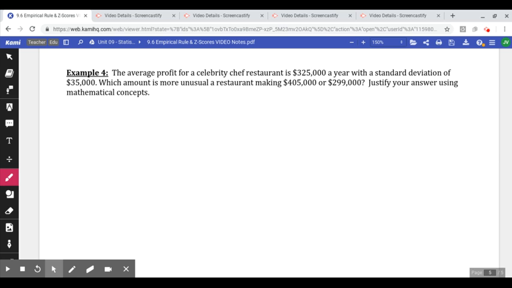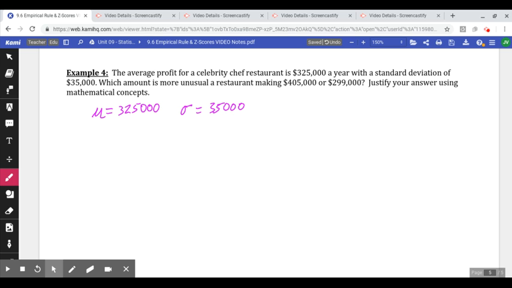When we're talking about which amount or which data piece is more unusual, it's going to be nice to figure out which one is furthest from the mean. To do that, I think it would be a good idea to use a z-score. So let's take a look at what we know. We know that the mean is 325,000. It says the average profit, so that's our mean, 325,000. We also know that the standard deviation is 35,000.